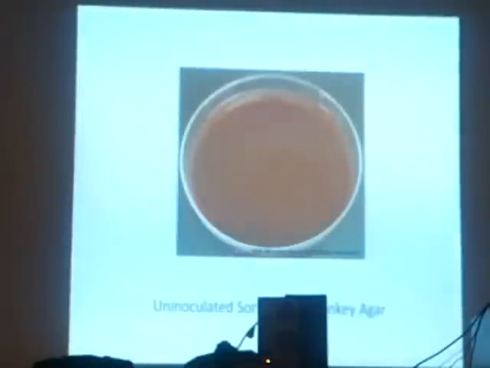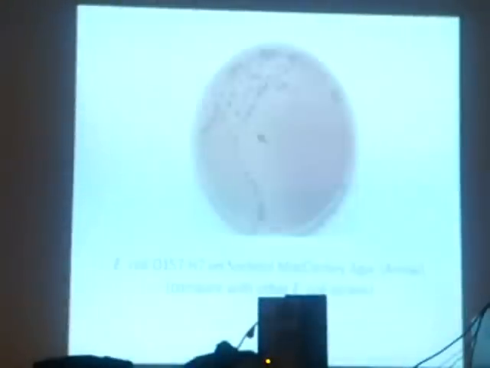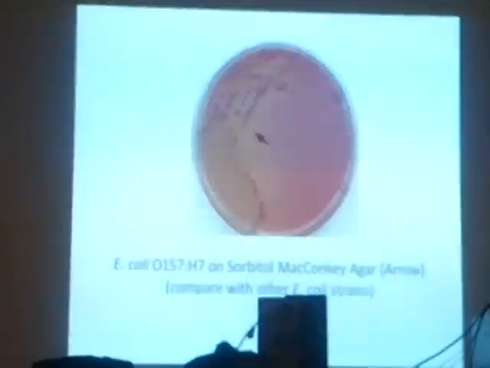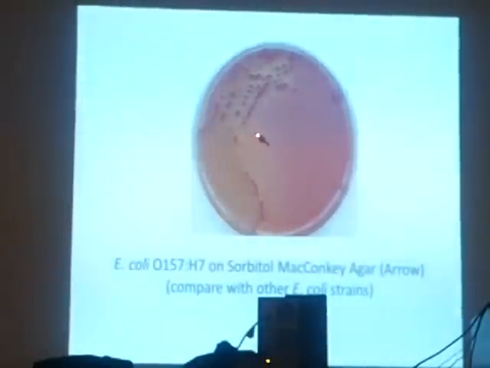Now, this is an uninoculated sorbitol MacConkey agar, similar to MacConkey agar in appearance. Here, you can see two different types of colonies. The first one is the pink colony of E. coli. You can see some white precipitation here. And the one indicated by the arrow is a colorless colony. This colorless colony is E. coli O157:H7. Why? Because it cannot ferment sorbitol.